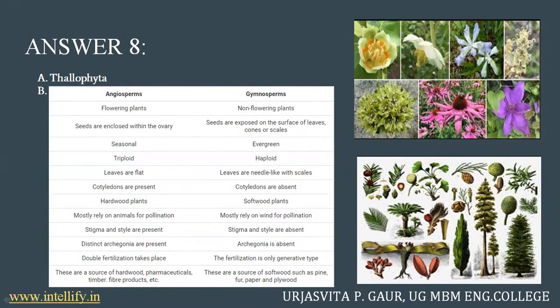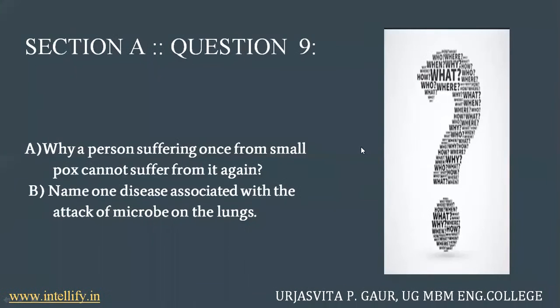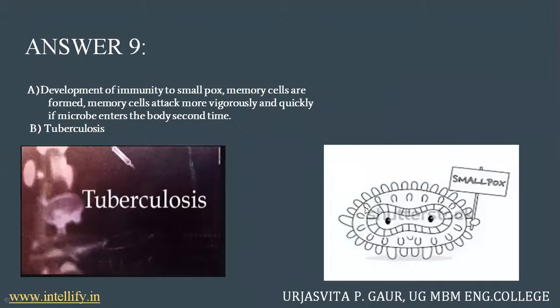Now let's move on to the next question, which says: why can a person who has suffered once from smallpox not suffer from it again? And the B part says: name one disease which has been associated with the attack of microbes on the lungs. Basically, the reason is the development of immunity to smallpox. Memory cells are formed, and they attack more vigorously and quickly if the microbe enters the body a second time.